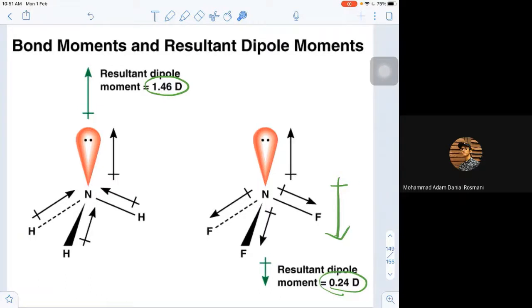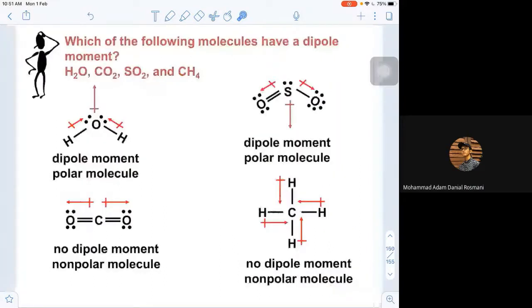So we have seen all this. H2O is a polar molecule. Why is it polar? Because the dipole moment is not equal to 0, and the shape is bent, so the resultant dipole moment in this case is upward. CO2: the dipole moment is equal to 0, no dipole moment, because of the shape that is linear, so it is a non-polar molecule. SO2 is a polar molecule, the resultant dipole moment is downward.